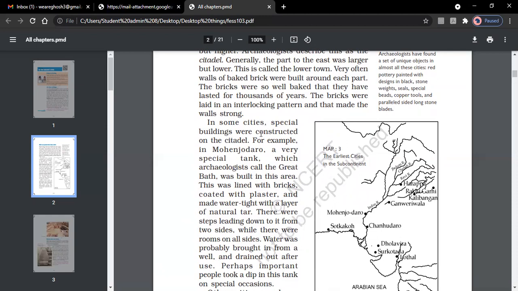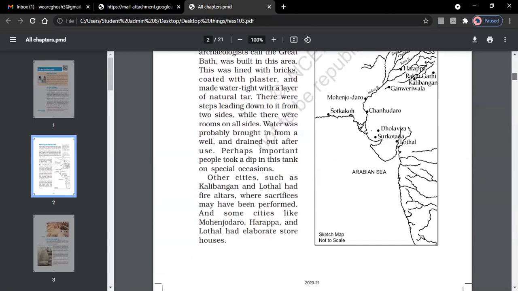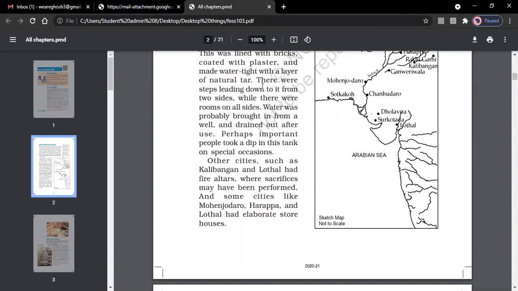Okay, and next comes the Great Bath. Give a brief account of the Great Bath. This paragraph is your answer. You can get a short note on the Great Bath. So you have to write all these things, all of the paragraph. Okay. Scroll down again.